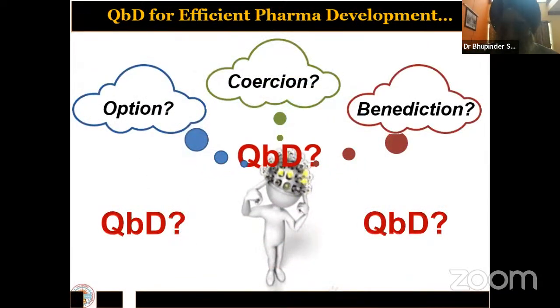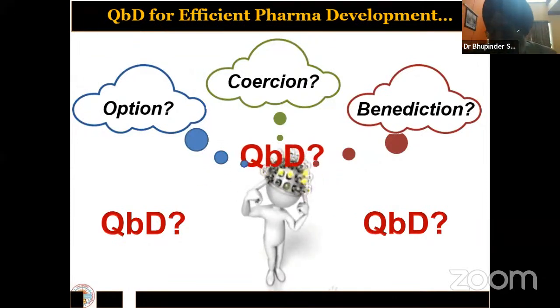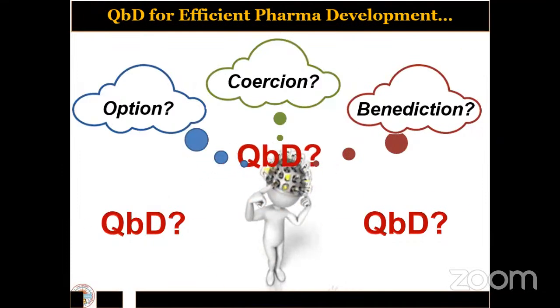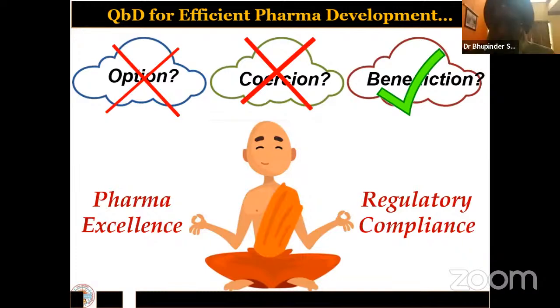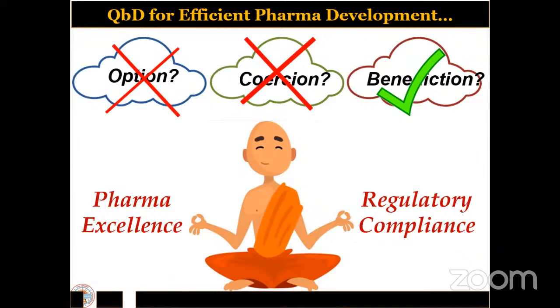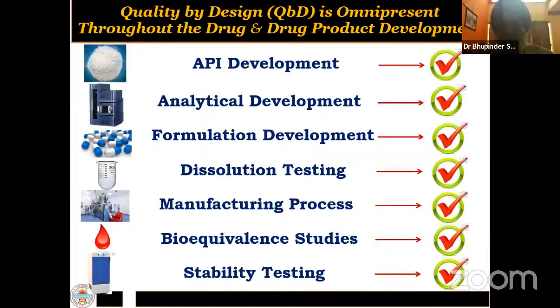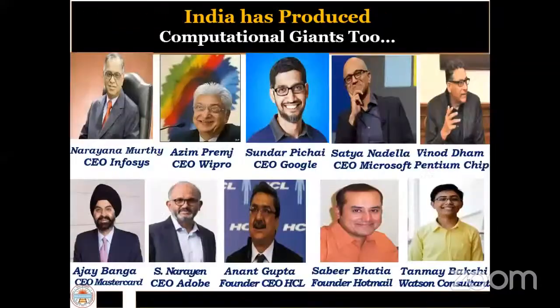Now, question arises: is QbD an option, coercion, or benediction? The answer today is a blessing. Neither an option nor a force, but a blessing. API development, development, and much beyond. And artificial intelligence, I'll bypass.